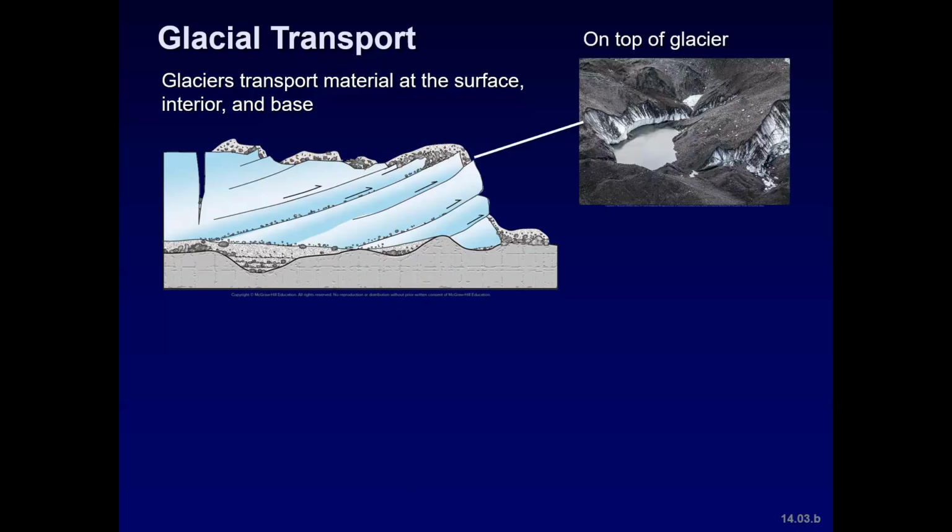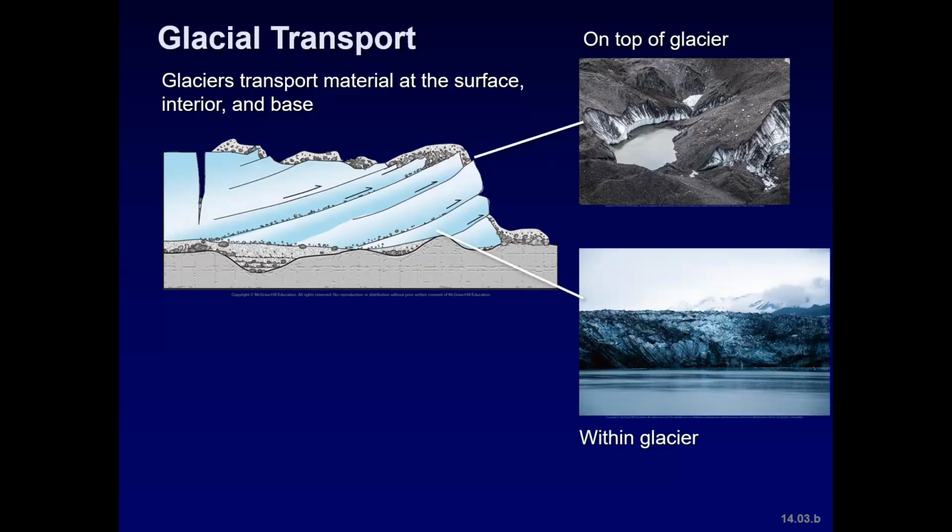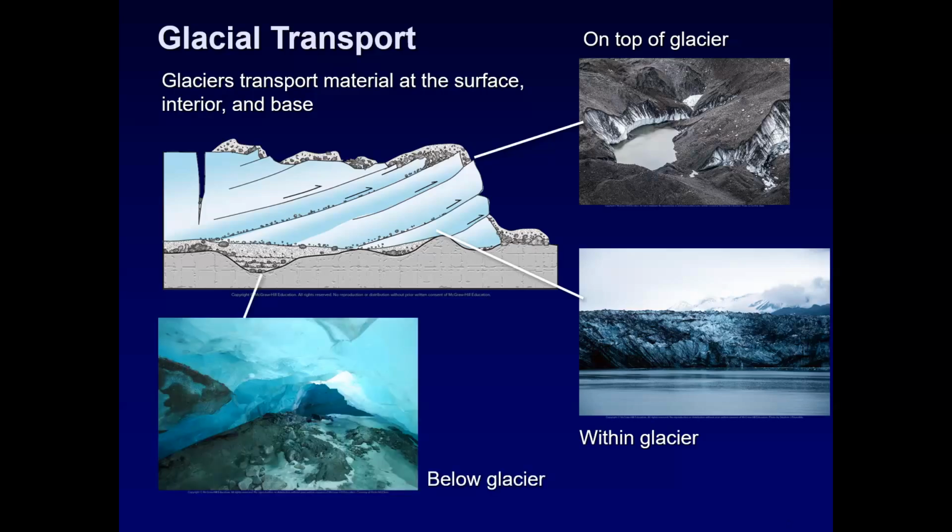So on top of the glacier, this is from the Muldrow Glacier in Alaska. The material that's carried by the glacier is very dirty. Like I said, don't drink from a glacier unless you want to drink dirt. Within the glacier, englacial, and then below the glacier. Very cool to see.